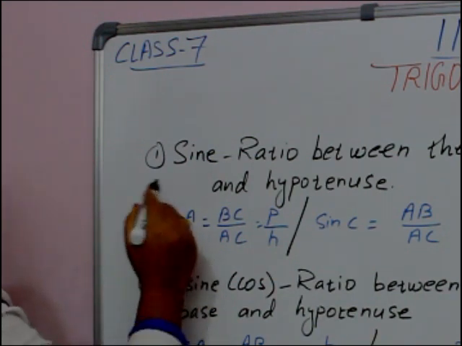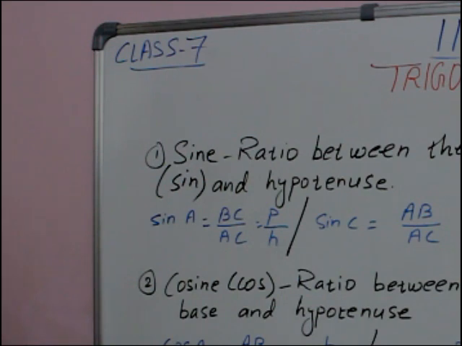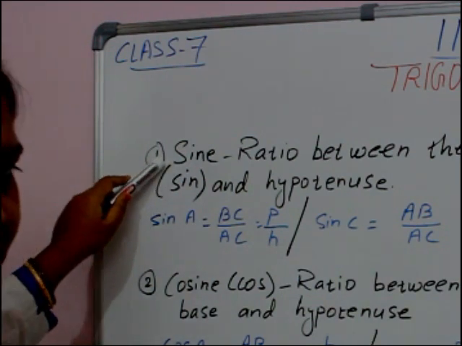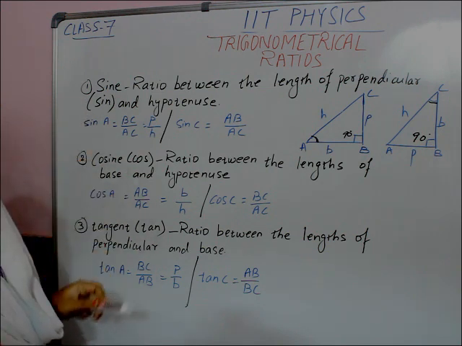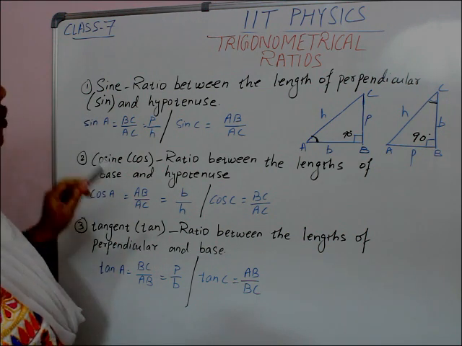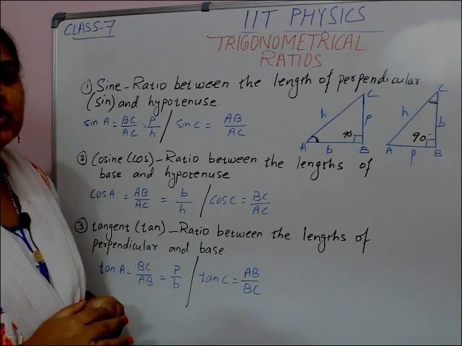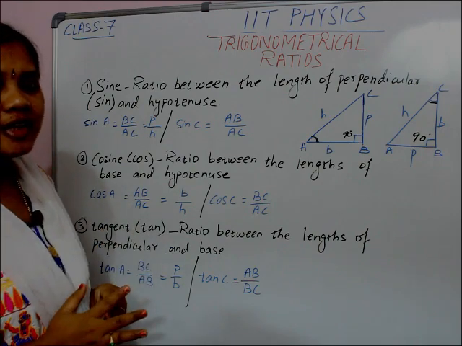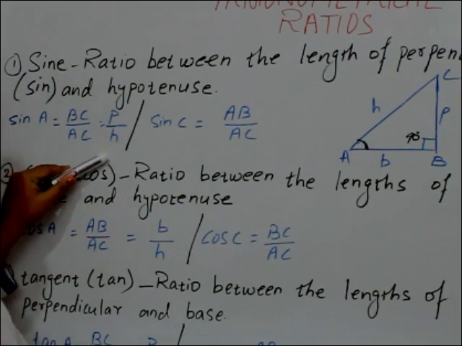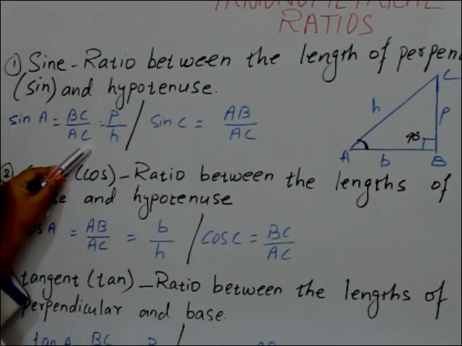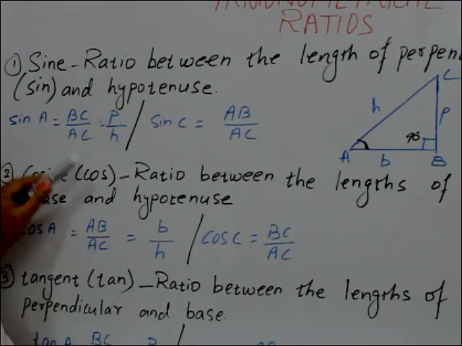First trigonometrical ratio is sine. In short, sine. What is sine? Sine is a ratio between the length of the perpendicular and the hypotenuse. Perpendicular by hypotenuse, P by H. Remember, sine is equal to P by H, perpendicular by hypotenuse.